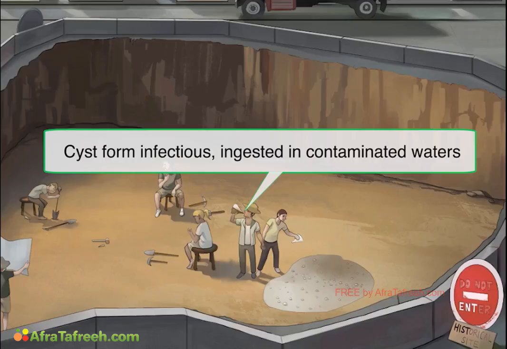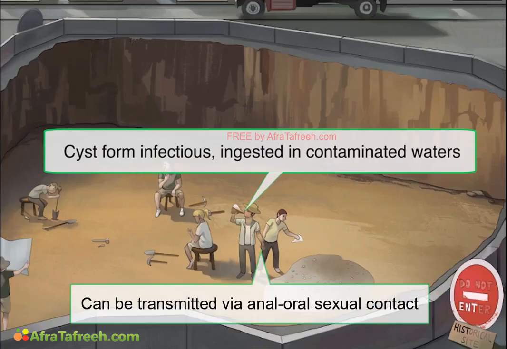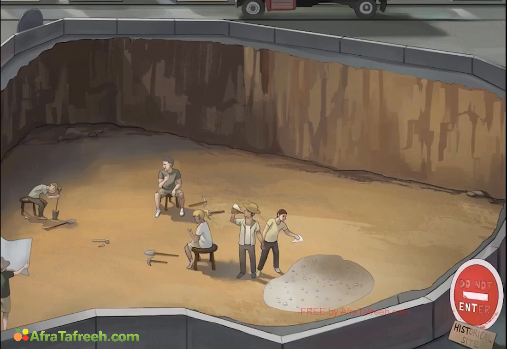Entamoeba histolytica can be a sexually transmitted infection. So that's why these archaeologists are holding hands, very sexually. And this is due to anal-oral transmission. During the second part of the life cycle, while the cyst form resides in the GI tract, it differentiates into trophozoites, which invade the colon and can spread via the portal circulation to the liver.